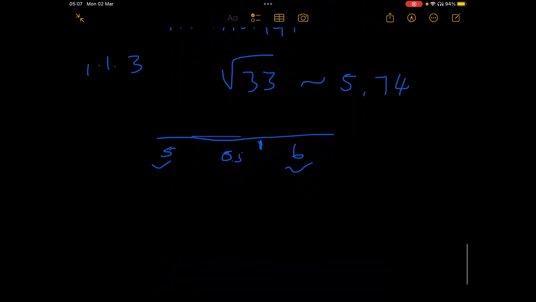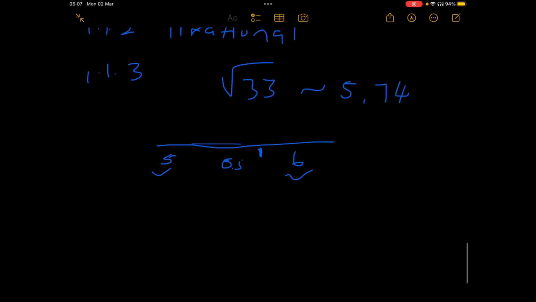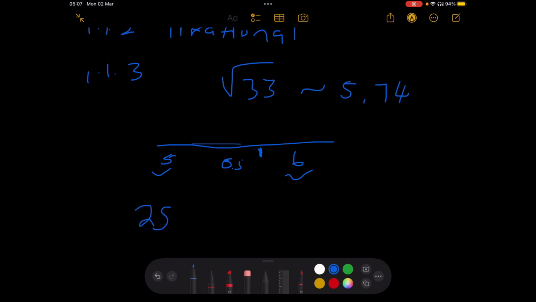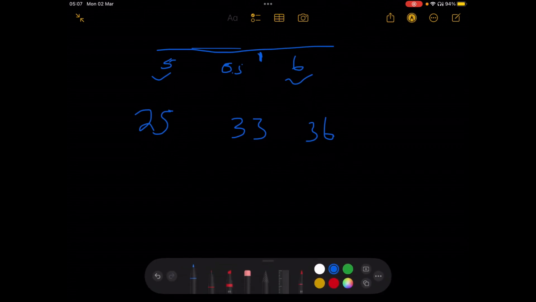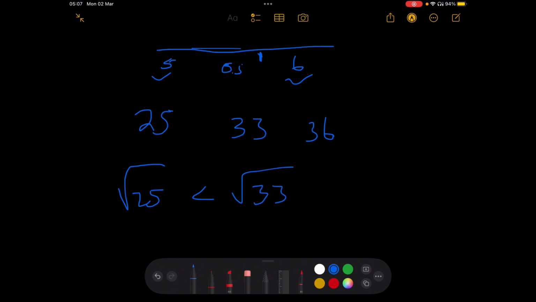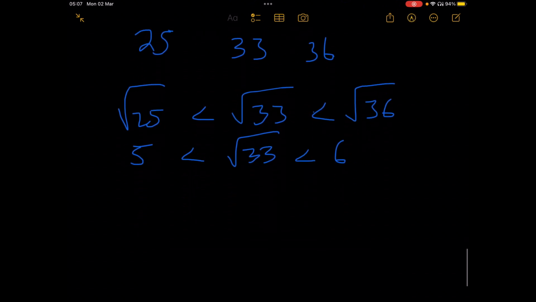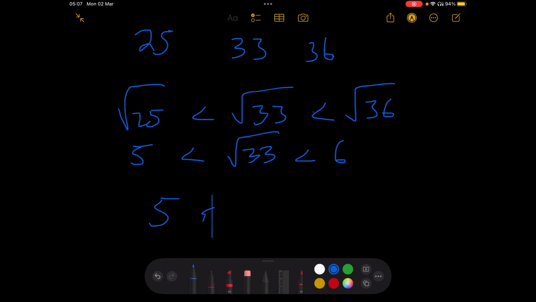Now to get that, you first have to say, okay, 25, which is the perfect square for 5, and I have 33, and I have 36, and I apply the square root on the 3 of them in that order. Square root of 25 should be less than the square root of 33 and should be less than the square root of 36. That gives me 5 is less than the square root of 33, which is less than 6. And therefore, the integers between which P lies are 5 and 6.